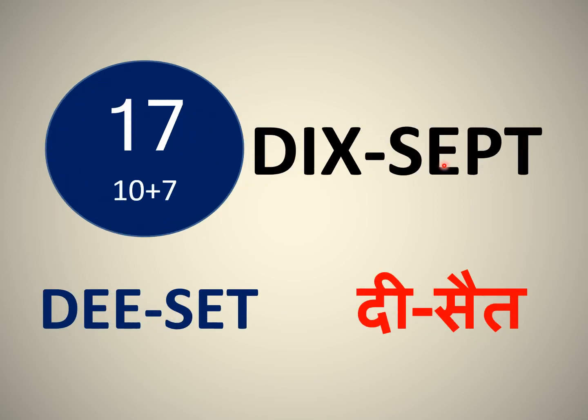Dix-sept. Now from here, you see 17 is made up of two numbers. 10 plus 7 makes 17, so they write it in this manner only. Okay. So 10 and 7 will make 17. And do not forget to put a hyphen over here.